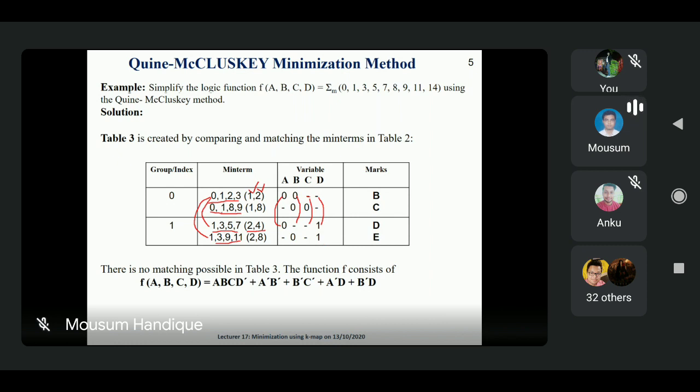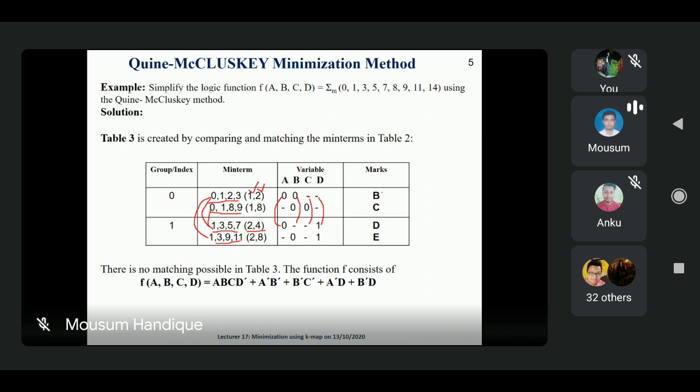Next, you can consider 0, 1, 8, 9 with 1, 3, 5, 7. Also, it is not possible. 0, 1, 8, 9 with 1, 3, 9, 11, then also it is not possible. Why is it not possible? Because we are getting more than 1 difference. So we cannot tick here.